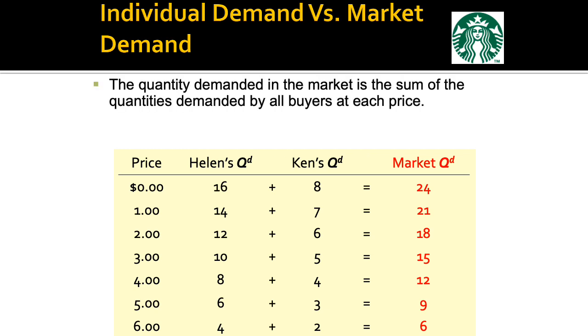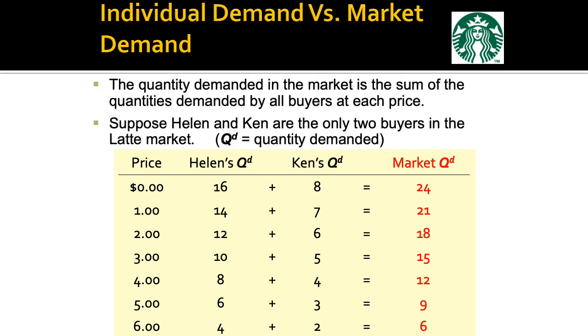So here you'll see that we're looking at Helen's demand for lattes at different prices, and then also Ken, who has different preferences. And notice at 0, he only wants to get 8 lattes, unlike Helen who wants 16. Now the market demand is created by adding up all of the different consumers in the marketplace and their preferences in terms of price and quantity demanded. Notice that the market quantity demand acts just the same as an individual's quantity demand, such that when prices are increasing, the quantity demanded is decreasing.